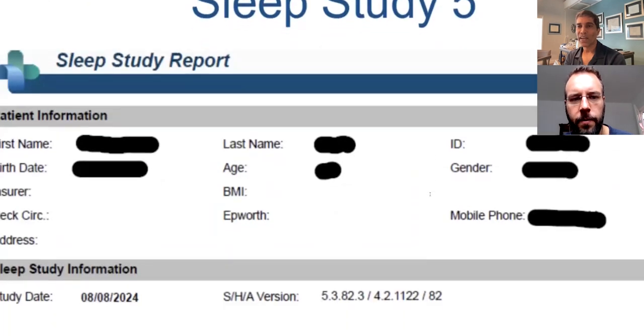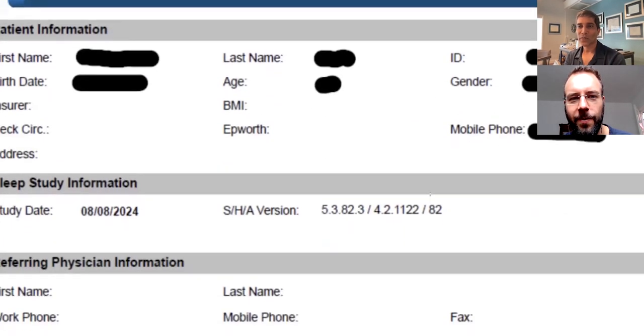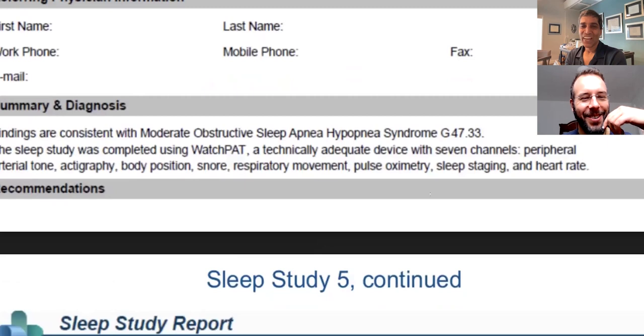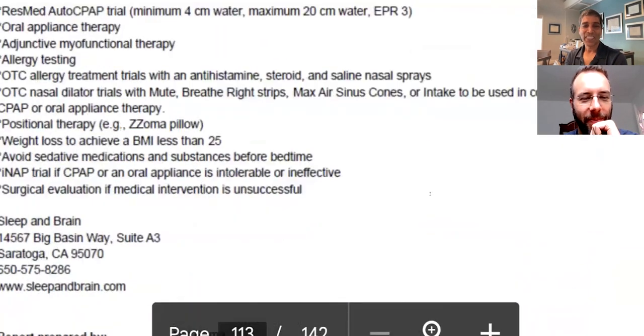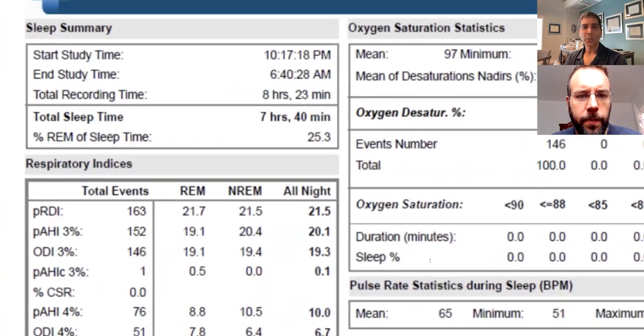Sleep study number 5. We're almost halfway. Okay, let's go onwards, right? This person went to bed at 10 p.m., woke up at 6 something and change, 8.5 hours of sleep, almost 8 hours of recording time.